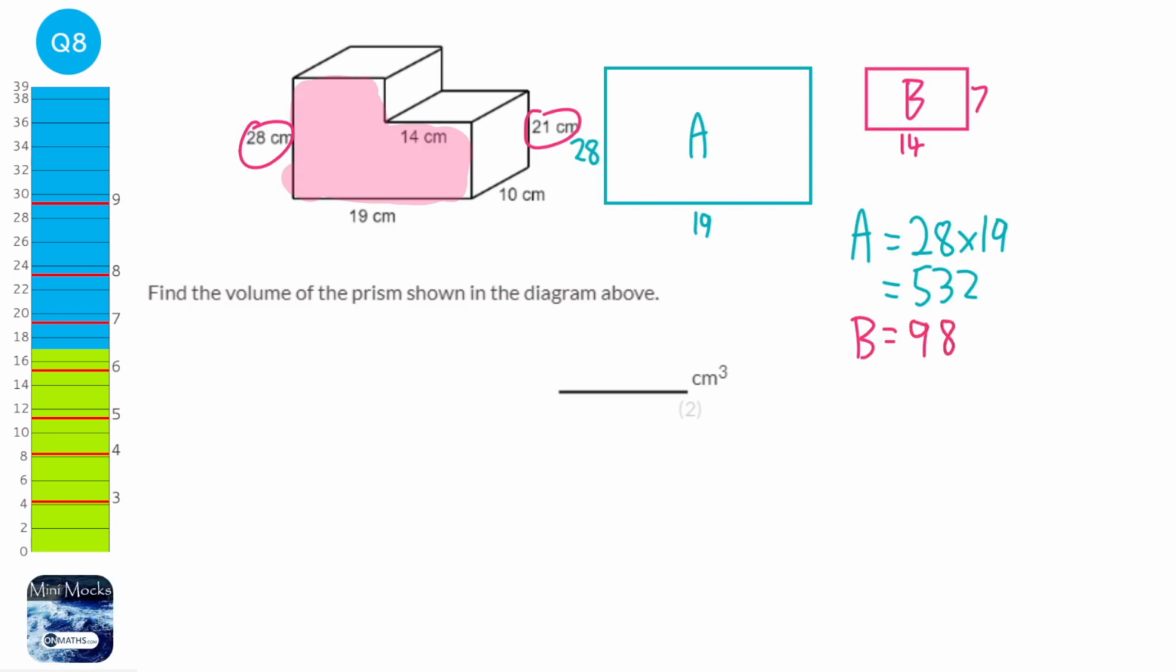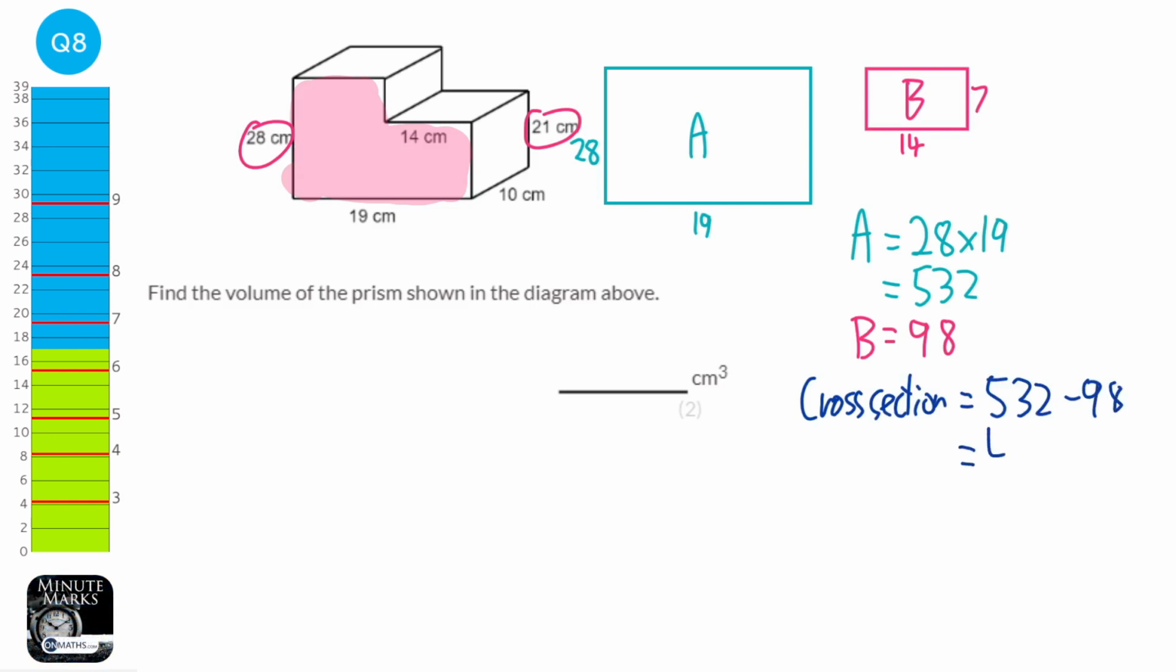And then to work out the area of the cross-section, we're going to do the big rectangle, take away the small one, take away the bit we have missing, and that will leave 434. Now the volume of any prism is area of cross-section, so cross-section area times the length.